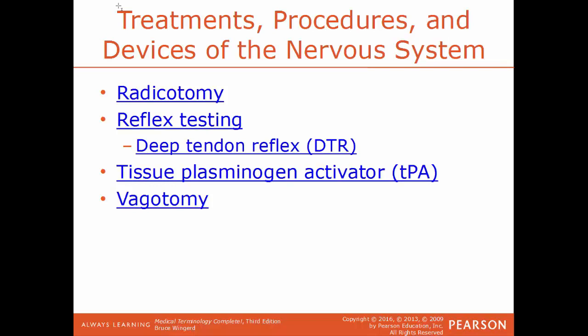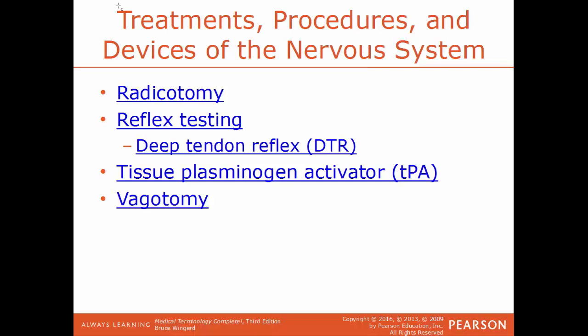Reflex testing. These are some simple physical tests that help check the nervous system function. There are some very common, very expected results that a person should have through the very common stimuli for reflexes. And if those results are abnormal, that would indicate there's something wrong with the nervous system somewhere.